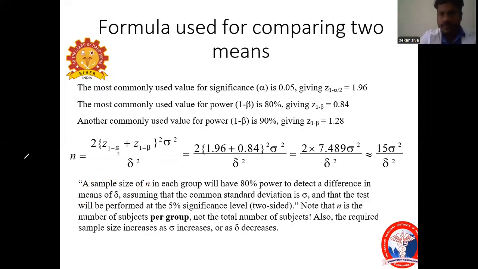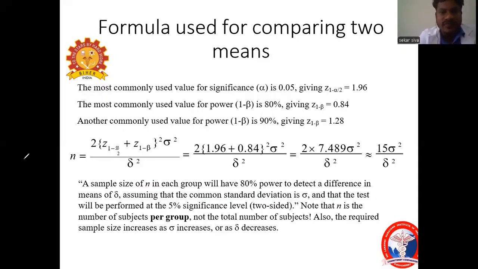To minimize the various steps we used in the sample size calculation, 2 into 7.489, if you add 1.96 plus 0.84, the whole square would be 7.489, into sigma square divided by the difference, the effect size. So 15 into sigma square by effect size the whole square.